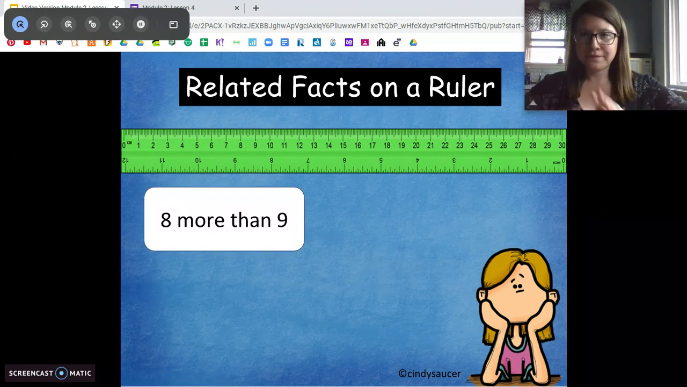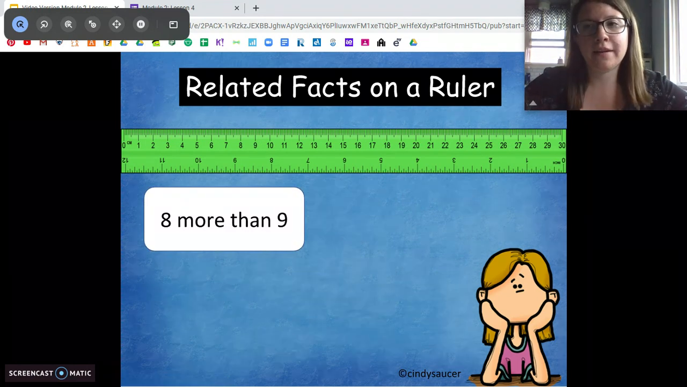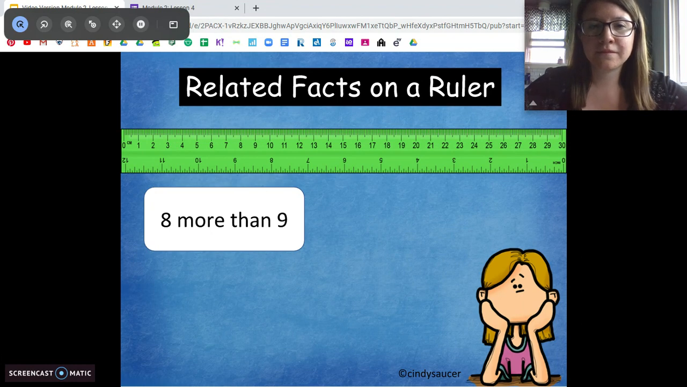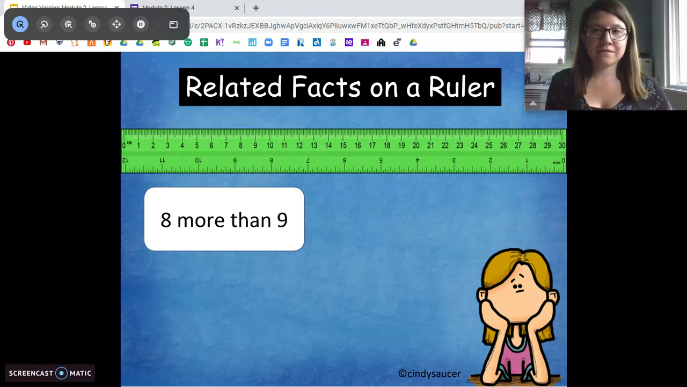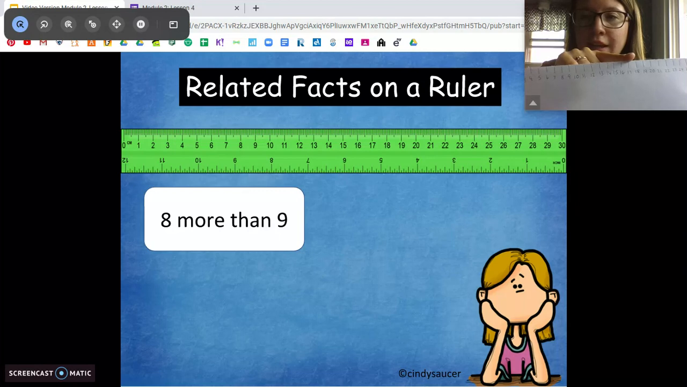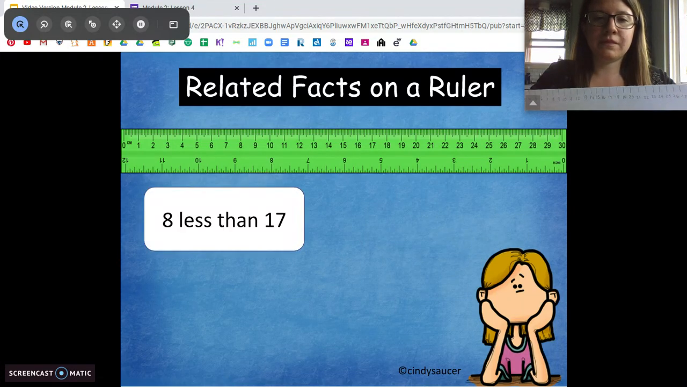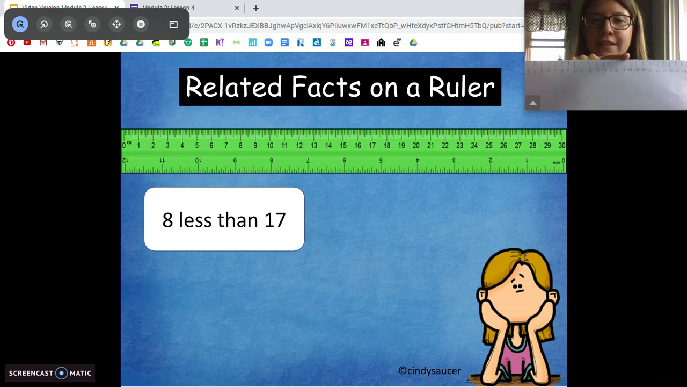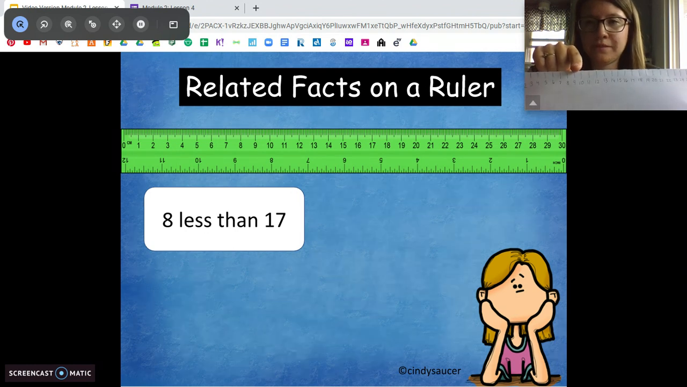Awesome. Try this one on your own. Tell me the addition sentence. 8 more than 9. So I'm going to start at 9. 1, 2, 3, 4, 5, 6, 7, 8. 8 plus 9 is 17. And then do the opposite. 8 less than 17. And I go backwards. 2, 3, 4, 5, 6, 8. And tell me that subtraction sentence. 17 minus 8 equals 9.